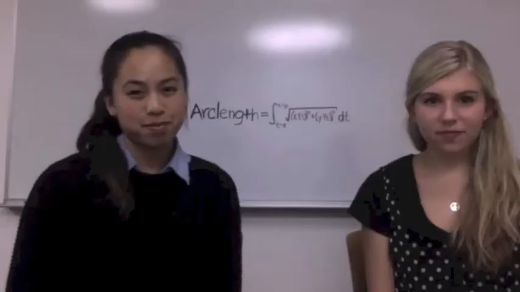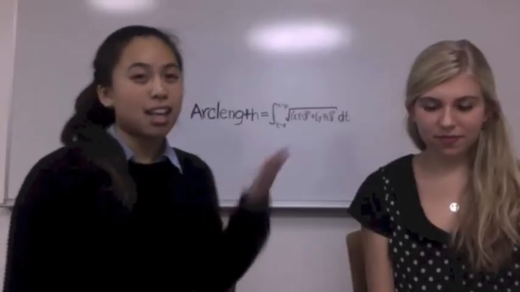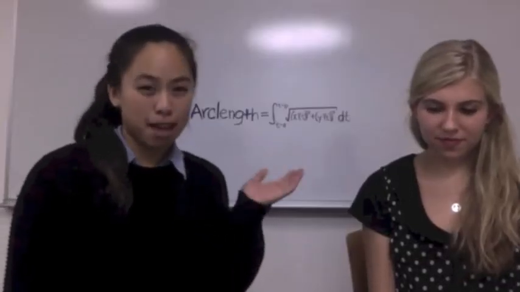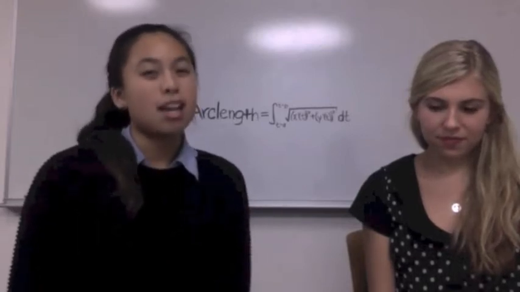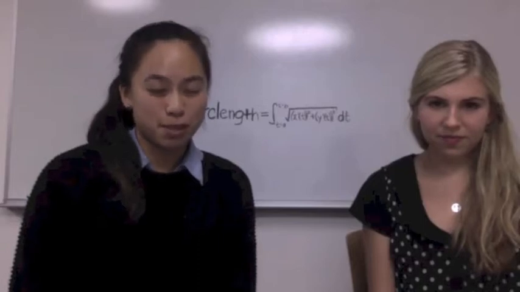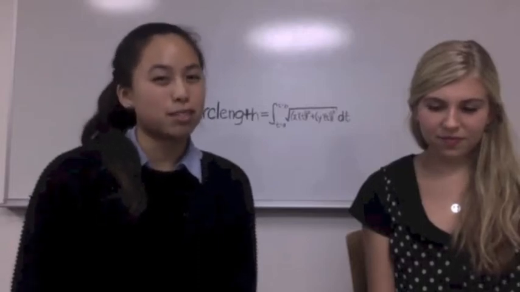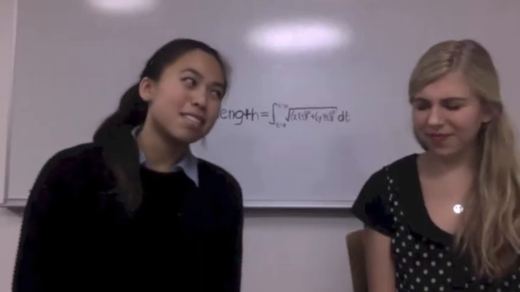Precisely. Now, it also says here that arc length can mathematically be defined as the definite integral from a to b of the square root of the sum of the squares of the horizontal and vertical velocity. Can you explain this? Of course.